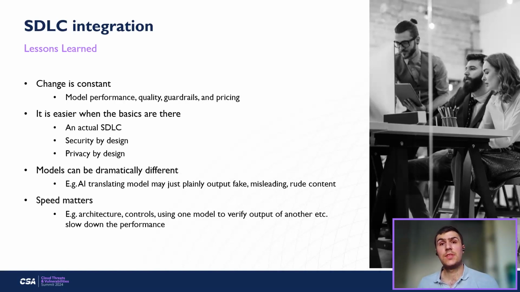Then the models can be dramatically different. This is where we had a learning moment where, for example, we compared translation models that may just plainly output fake or rogue content because they just translate, and it's fast because there are no guardrails. Basically, that needs to be considered depending on the application. So if you are utilizing different models in different applications, it might be worthwhile to take a look at how those models work and what they provide out of the box.